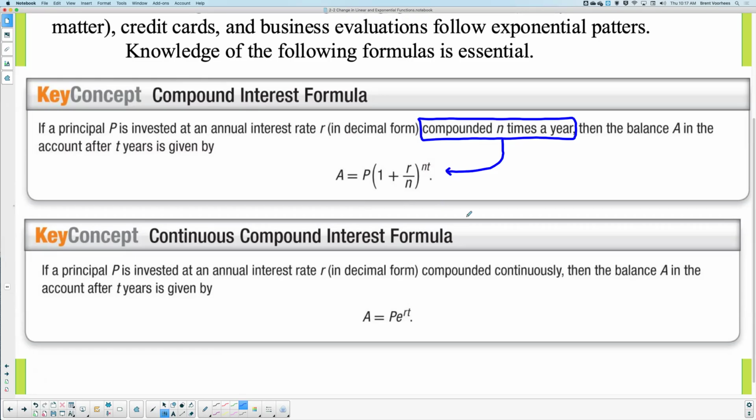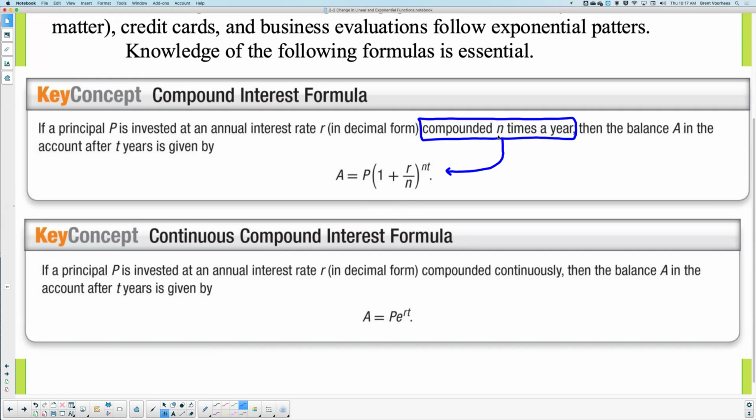What compounded means is how often do they calculate the interest? Or, thought of another way, how often does someone require you to pay them? So, let's take an example of buying a house. Does a bank require you to pay them for your house every moment of every day? Or do they only require you to make payments a certain number of times per year?